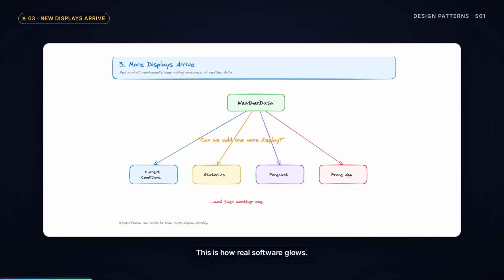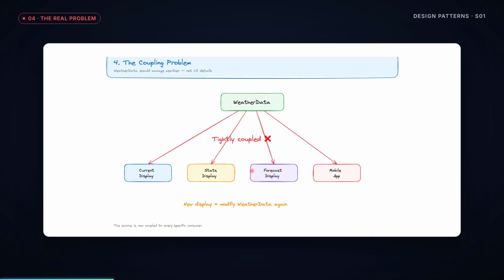This is how real software grows. One requirement becomes four requirements very quickly in the real world. Now, WeatherData needs to know about every display. It needs to update the current display, the statistics display, the forecast display, the phone app, and any future display that gets added. Now we have a problem here.